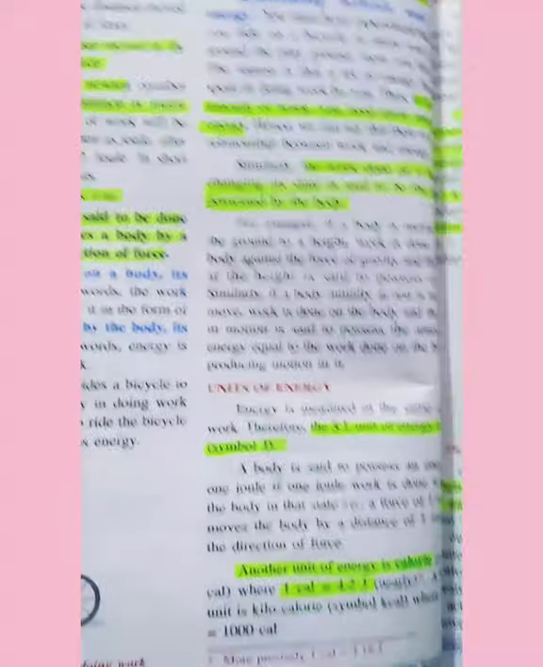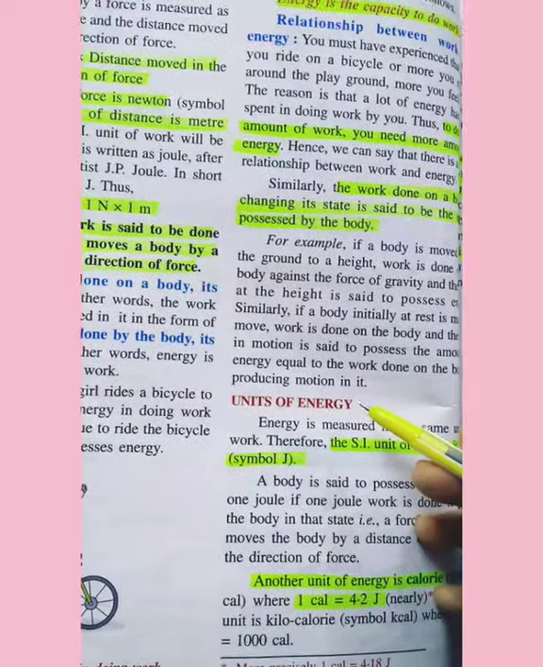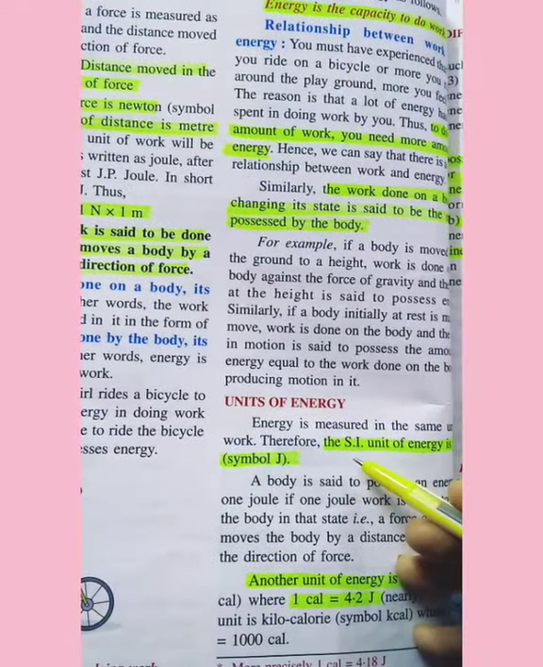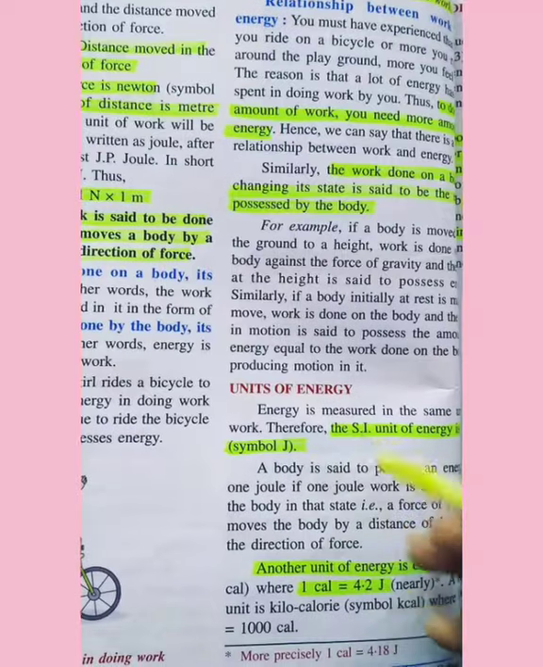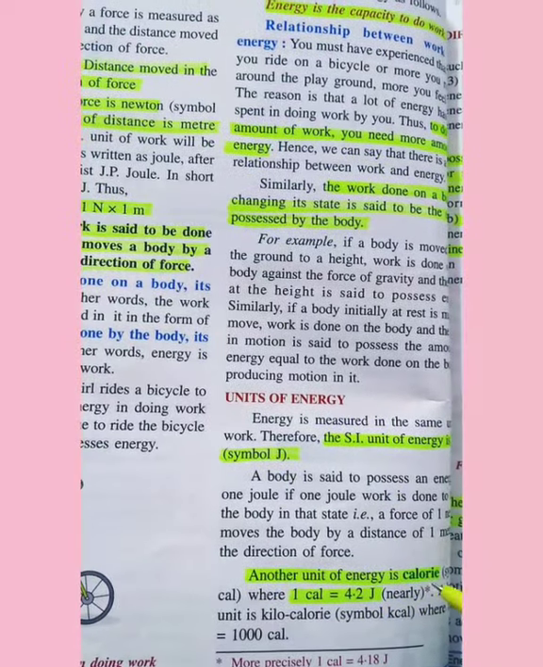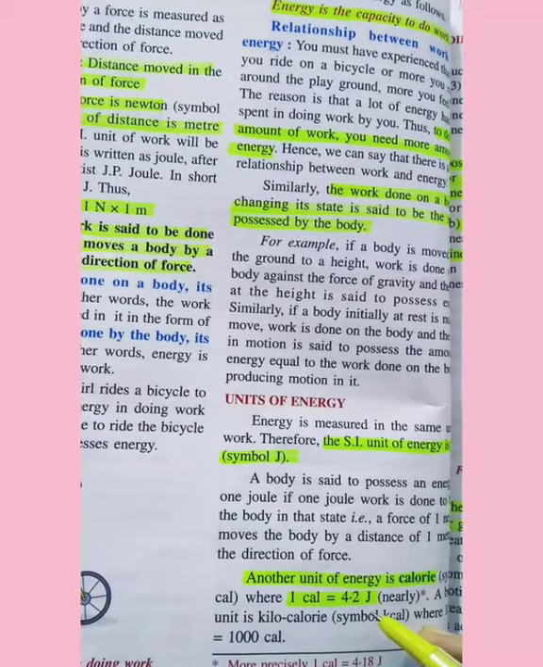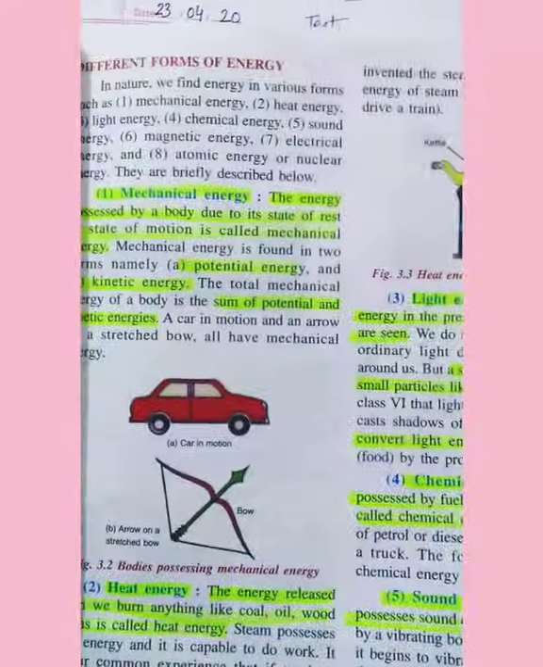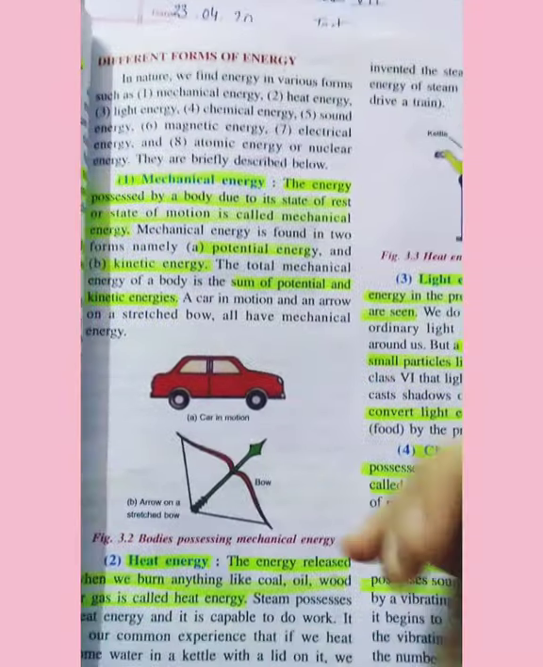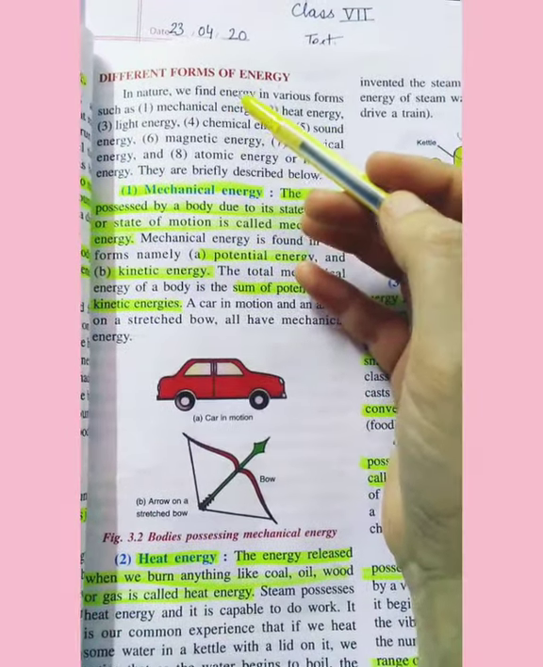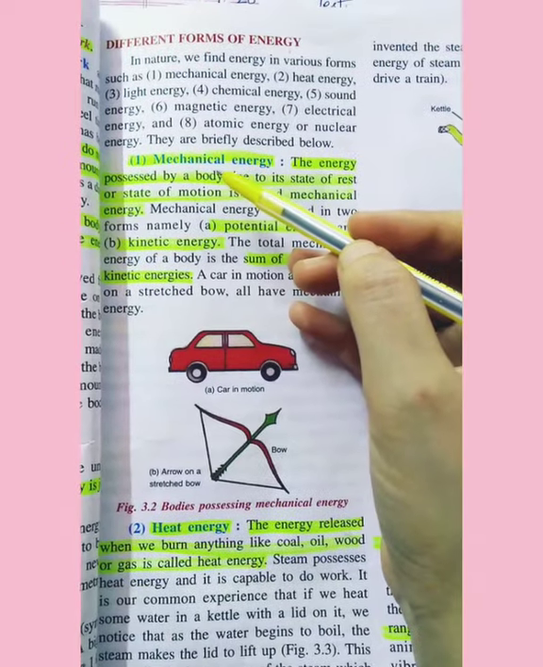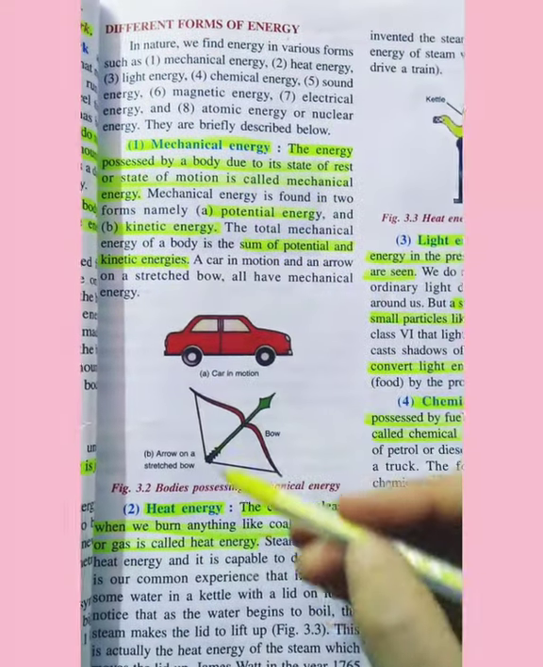What are the units of energy? Units of work done and energy are the same, that is joule. Its symbol is J. Another unit of energy is calorie. 1 calorie equals 4.2 joule. It is an approximate value. Okay. Next comes different forms of energy. Different forms of energy are mechanical energy, heat energy.